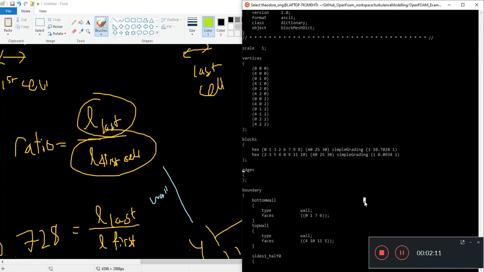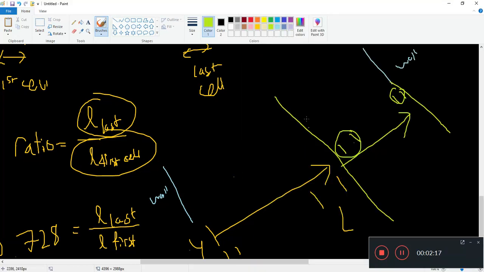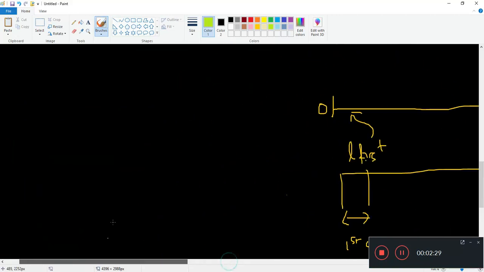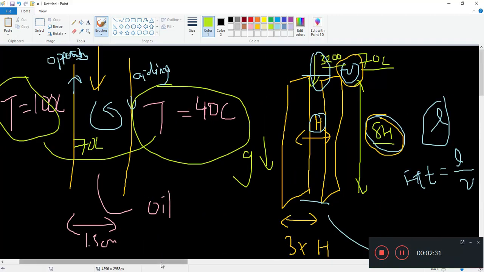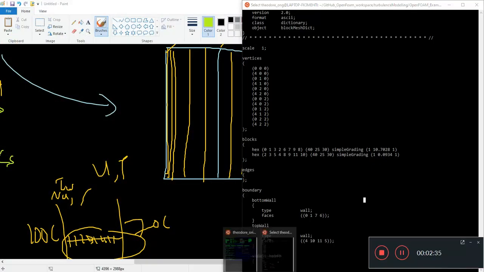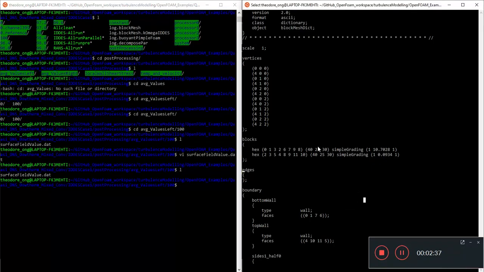Your last cell is actually 0.0934 times the first cell in the second block. So the second block has coarser mesh here, finer mesh near the wall. The first block has finer mesh near the wall and coarser mesh here. That's the idea of what we are doing with this simple grading. Hopefully that clarifies things.